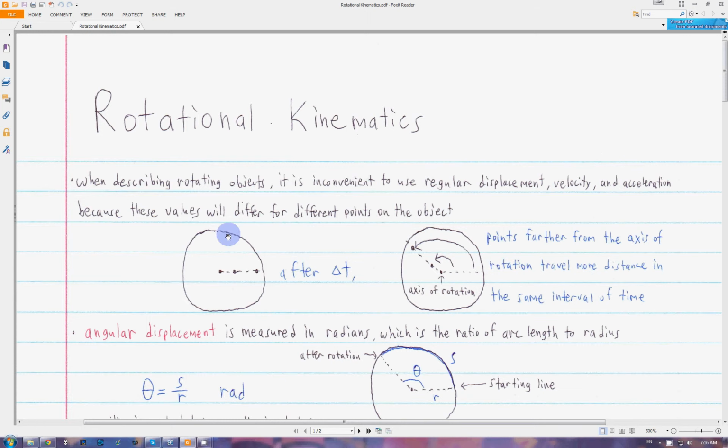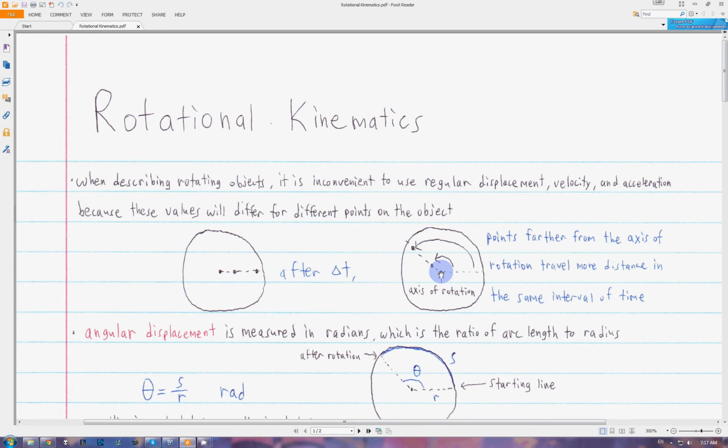Because if we have an object that's rotating, to describe the regular displacement, velocity, or acceleration, we have to pick one point on this object to analyze. And as you can see, say after the object has rotated this much, these 2 points on the object have traveled a different distance. So this point further out from the center or the axis of rotation has a greater displacement and therefore greater velocity and acceleration than this point that's closer to the axis of rotation.